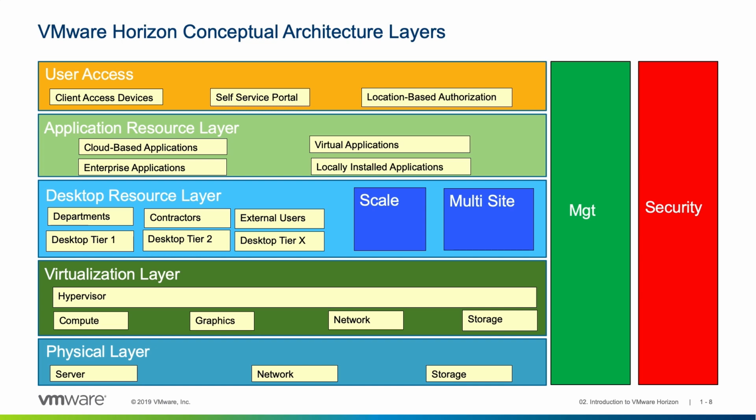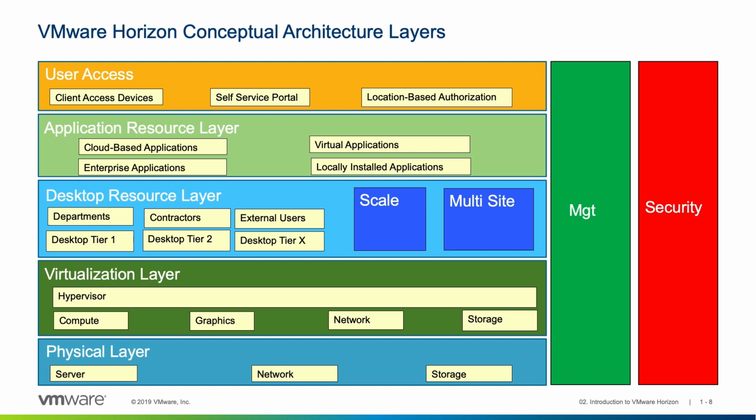Now, above that would be our application resource layer. That tends to come from App Volumes, but it can come from a variety of sources. This includes SaaS-based applications, maybe enterprise applications. These could be natively installed applications, directly onto the Windows platform itself, or Linux platform, whatever it is that you want. But there is a variety of ways to provide the applications to the end user.